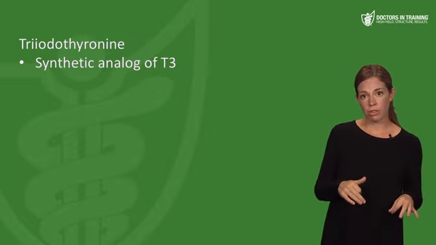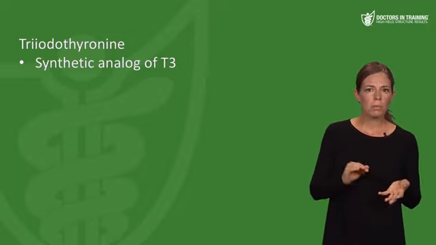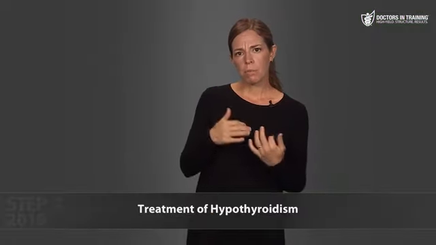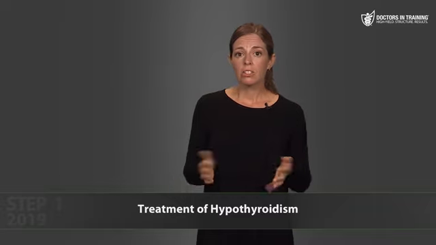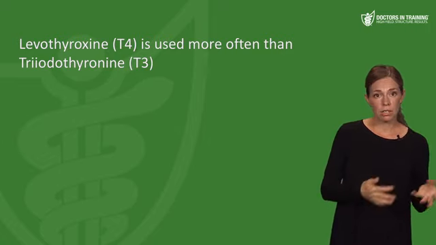Next, there's triiodothyronine, or T3. Again, this is a synthetic analog. Let's talk a bit more about this one, which we use clinically less often. So if someone is hypothyroid, aren't they low on both T4 and T3? Well, the answer is yes. So do we have to give both T3 and T4 replacement? So as I just said, most of the time the answer is no. We use levothyroxine much more often than triiodothyronine, T3.